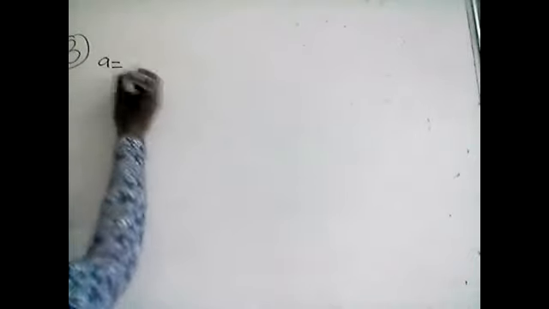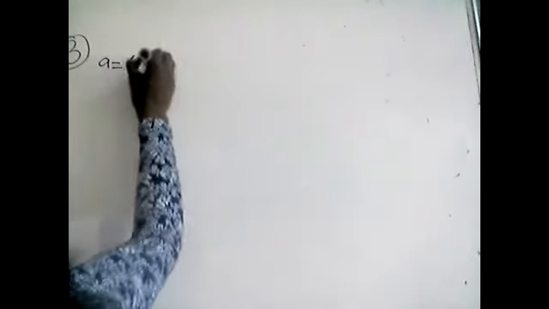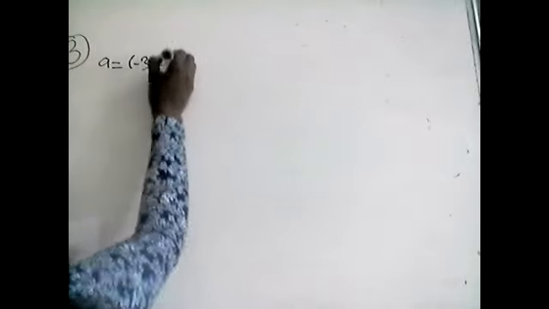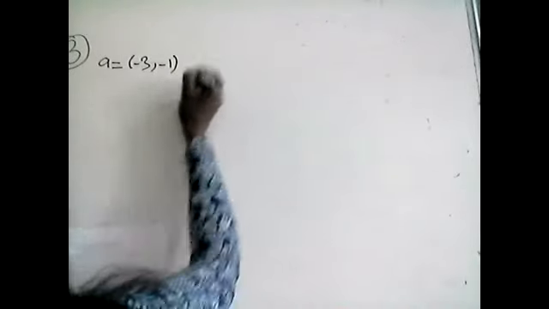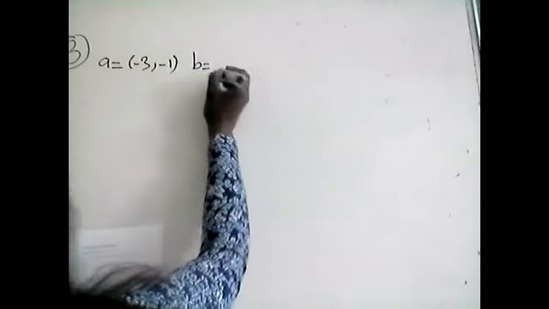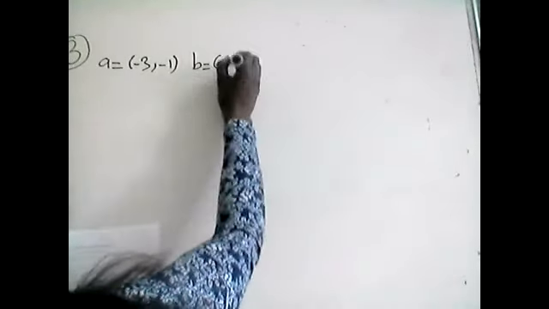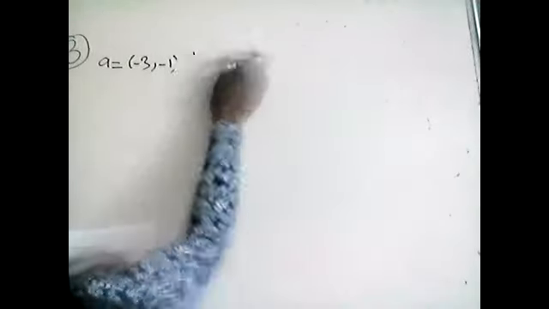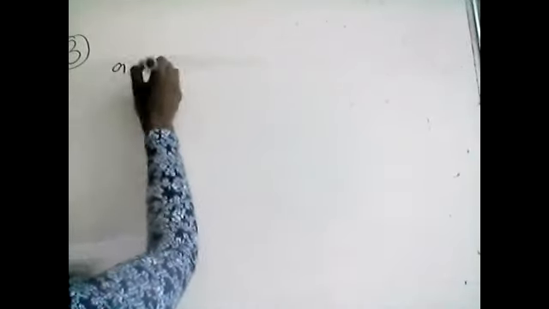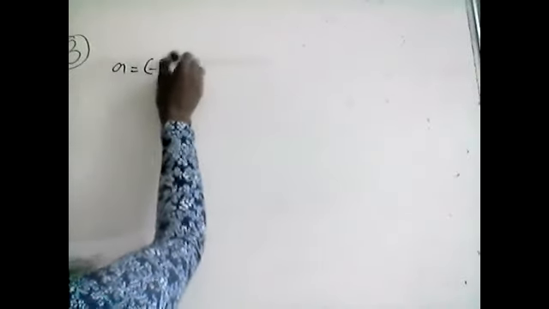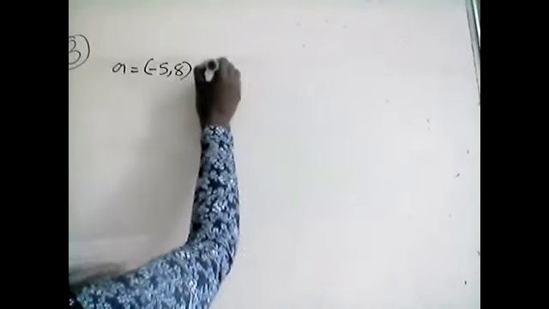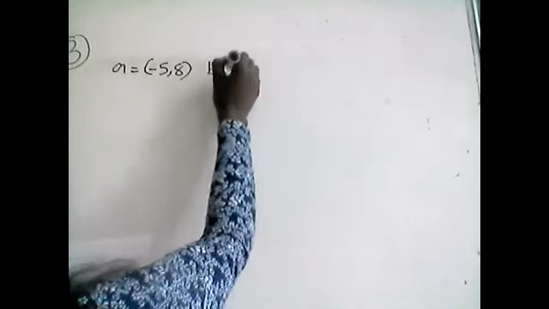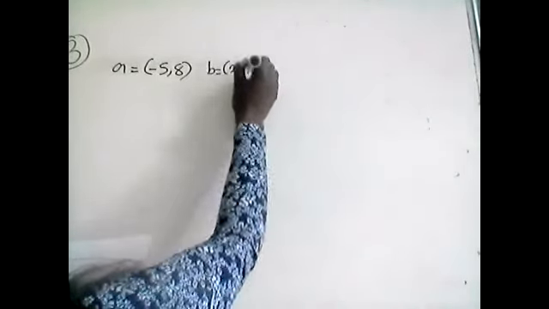So question number 3, we have vector A, which is equal to -3, -1. We also have B, which is equal to 4, -2. Oh, I've picked a wrong question. I've picked a different question. A is equal to -5, 8. And vector B is equal to 2, 1.25.